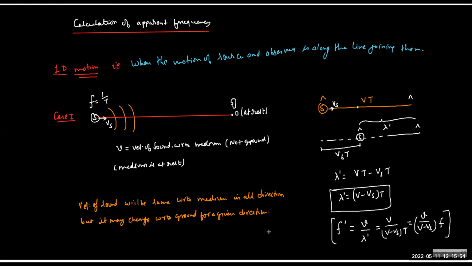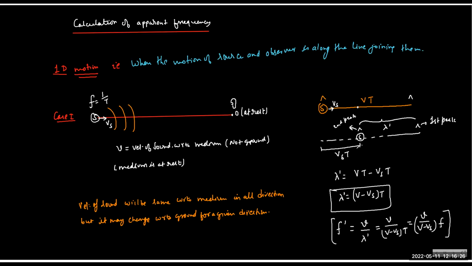So that VT minus VsT is from the source to this first peak. This is the second peak. So what is the definition of wavelength? The separation between two consecutive crests. So the separation between two consecutive crests or troughs is called wavelength. So I am using that concept here.